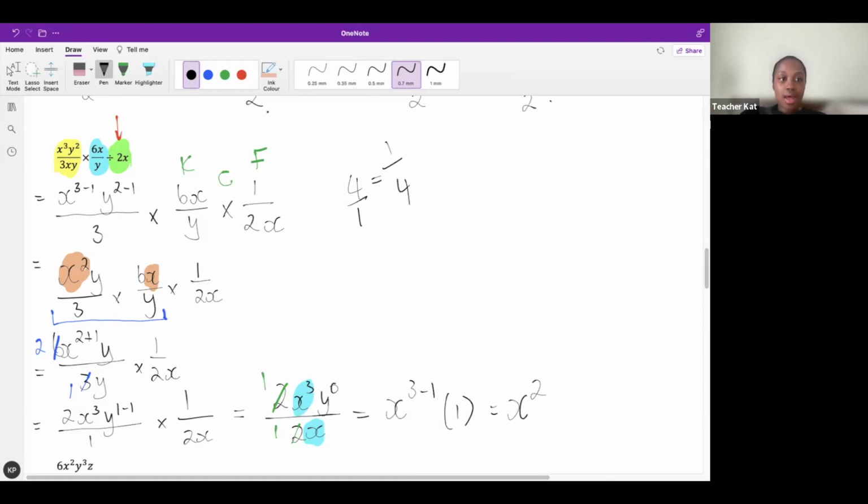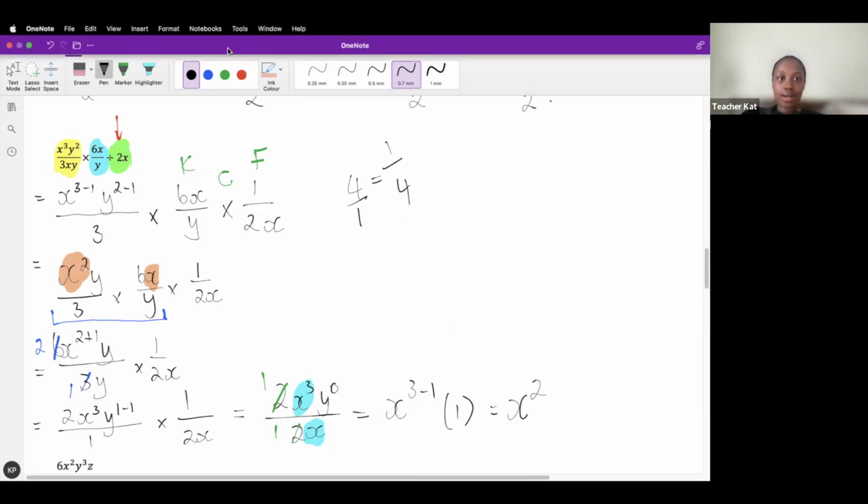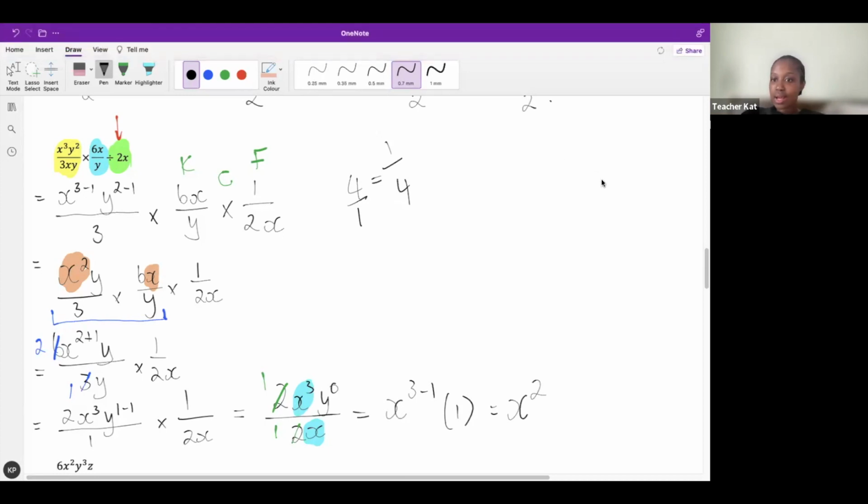That was a nice, lekker, long one. Thumbs up, thumbs down before I explain the keep, change, flip. Thumbs up, thumbs down on this specific question.